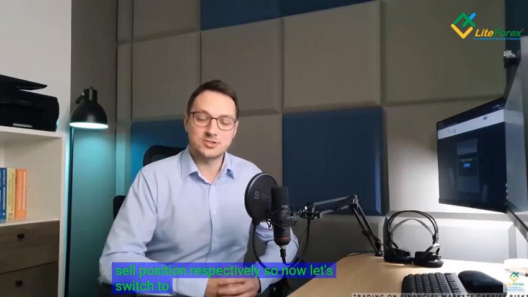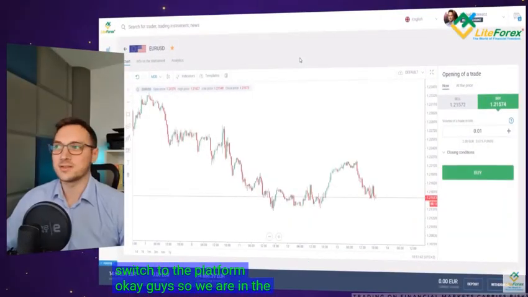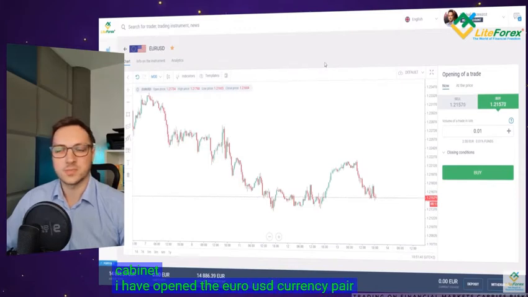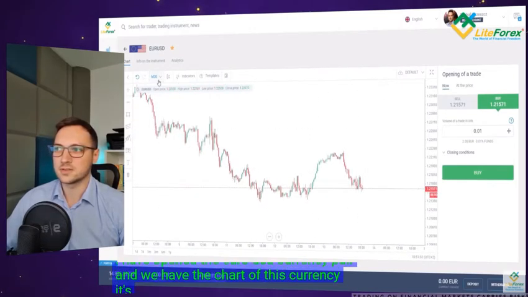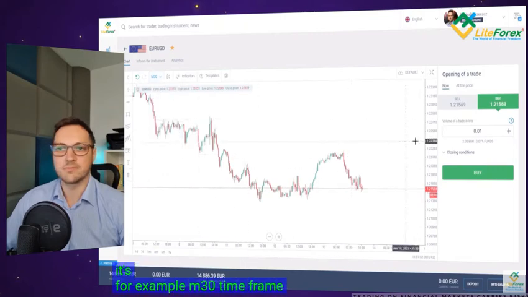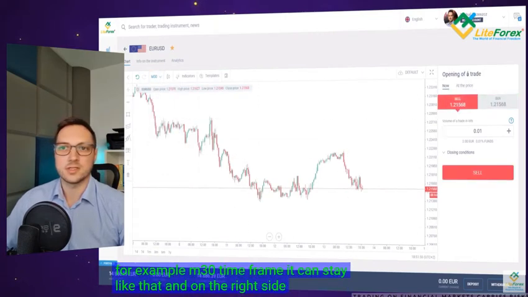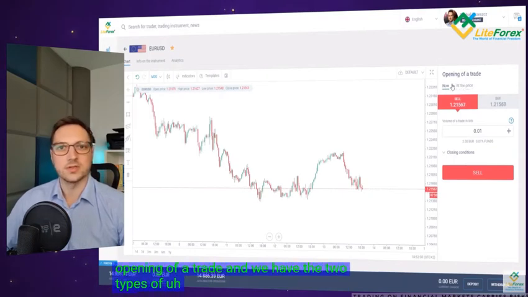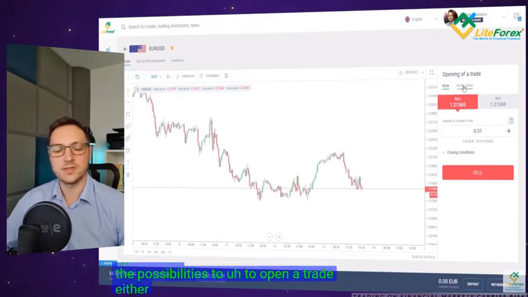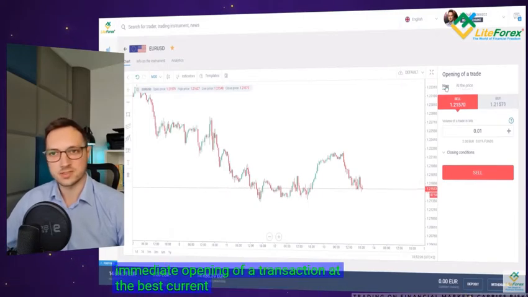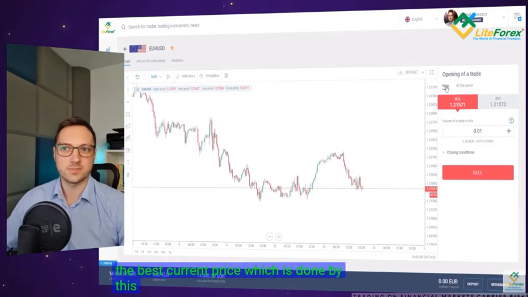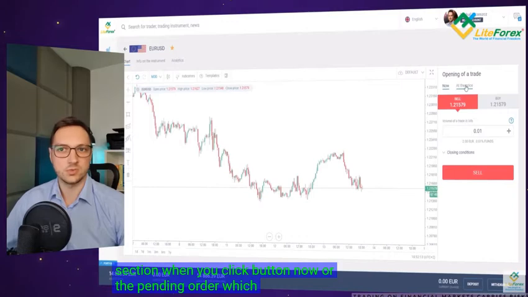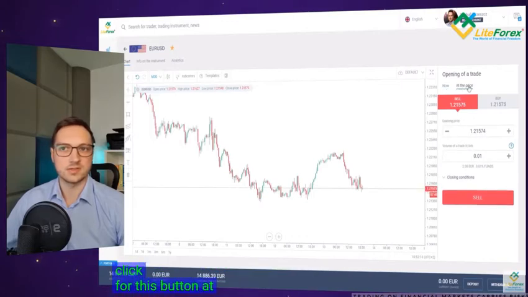So now let's switch to the platform. Okay guys, we are in the client's cabinet. I have opened the EUR/USD currency pair, and we have the chart of this currency. It's, for example, the M30 time frame. It can stay like that, and on the right side we have the section for opening a trade. We have two possibilities to open a trade: either immediate opening of a transaction at the best current price, which is done when you click the button now, or a pending order, which is done when you click the button at the price.